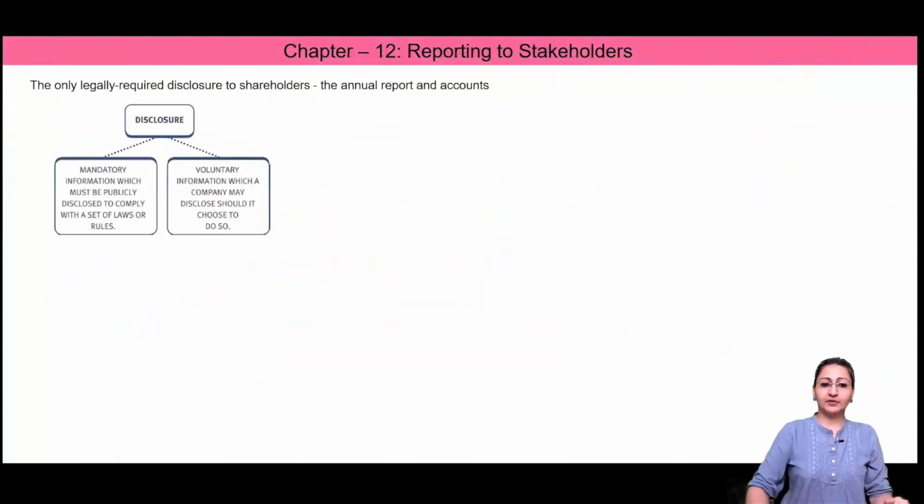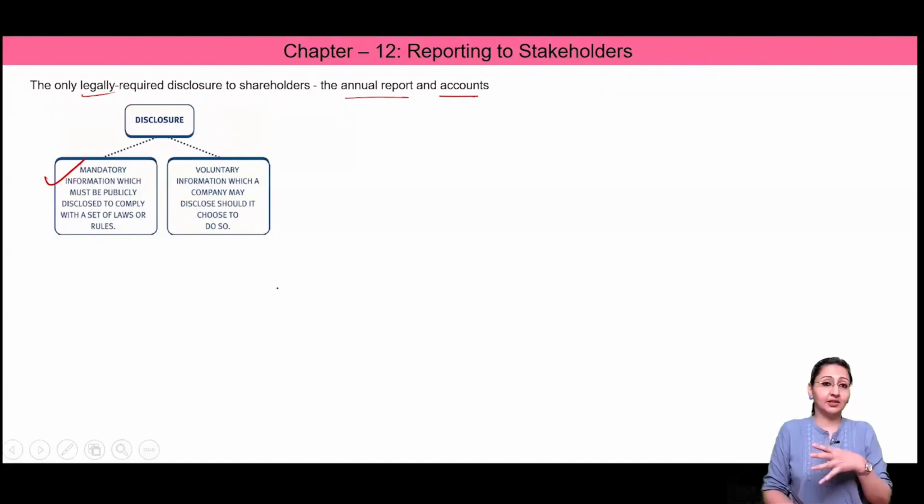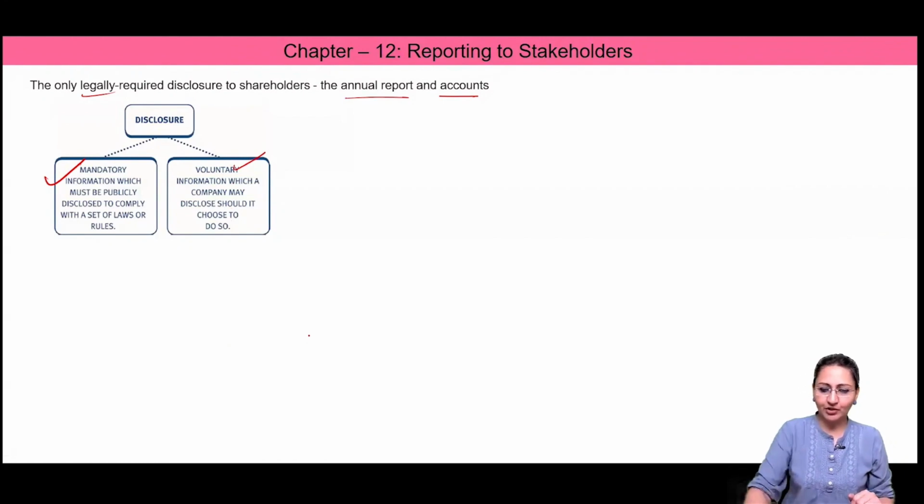Now let's come to Chapter 12, reporting to stakeholders. Ideally, in major regions, in major countries, the legal requirement of disclosure to stakeholders is through annual reports and annual accounts. But there are some voluntary disclosures also which companies have started doing now. That means voluntarily, they have opted to disclose more information. One disclosure is mandatory, which they have to do because the law of the land or the regulatory requirements ask them to do so. Voluntarily also, they want to do some disclosures.